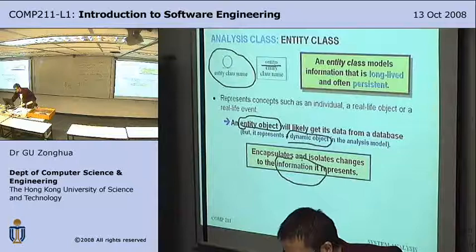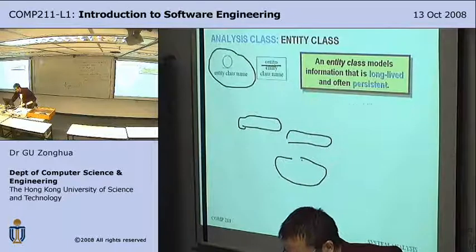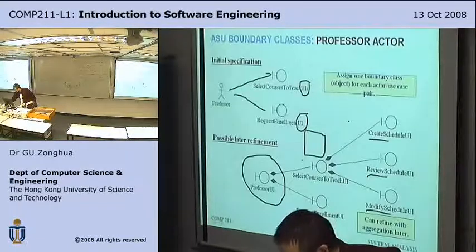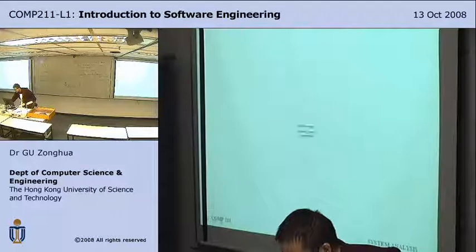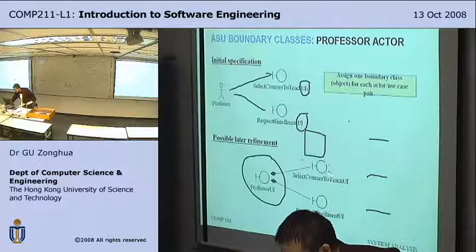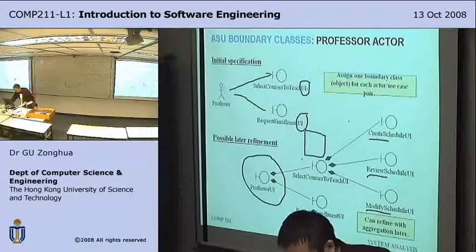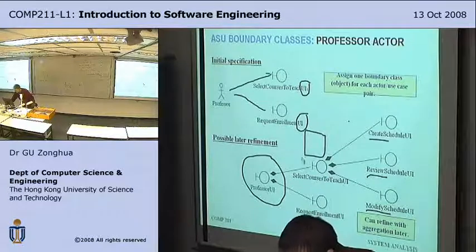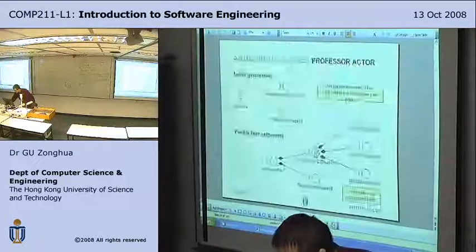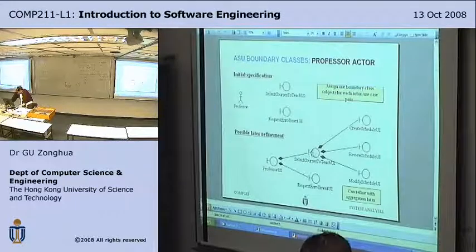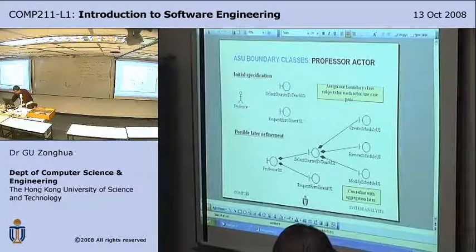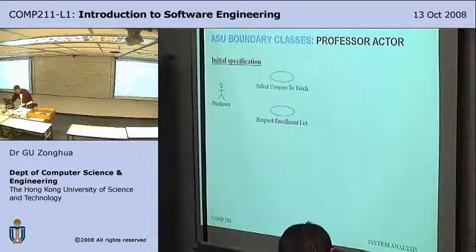Compare this to the previous slide, where we had encapsulate and isolate changes to a boundary class, which encapsulates changes to the UI. So the boundary class encapsulates the UI, while the entity class encapsulates the data.